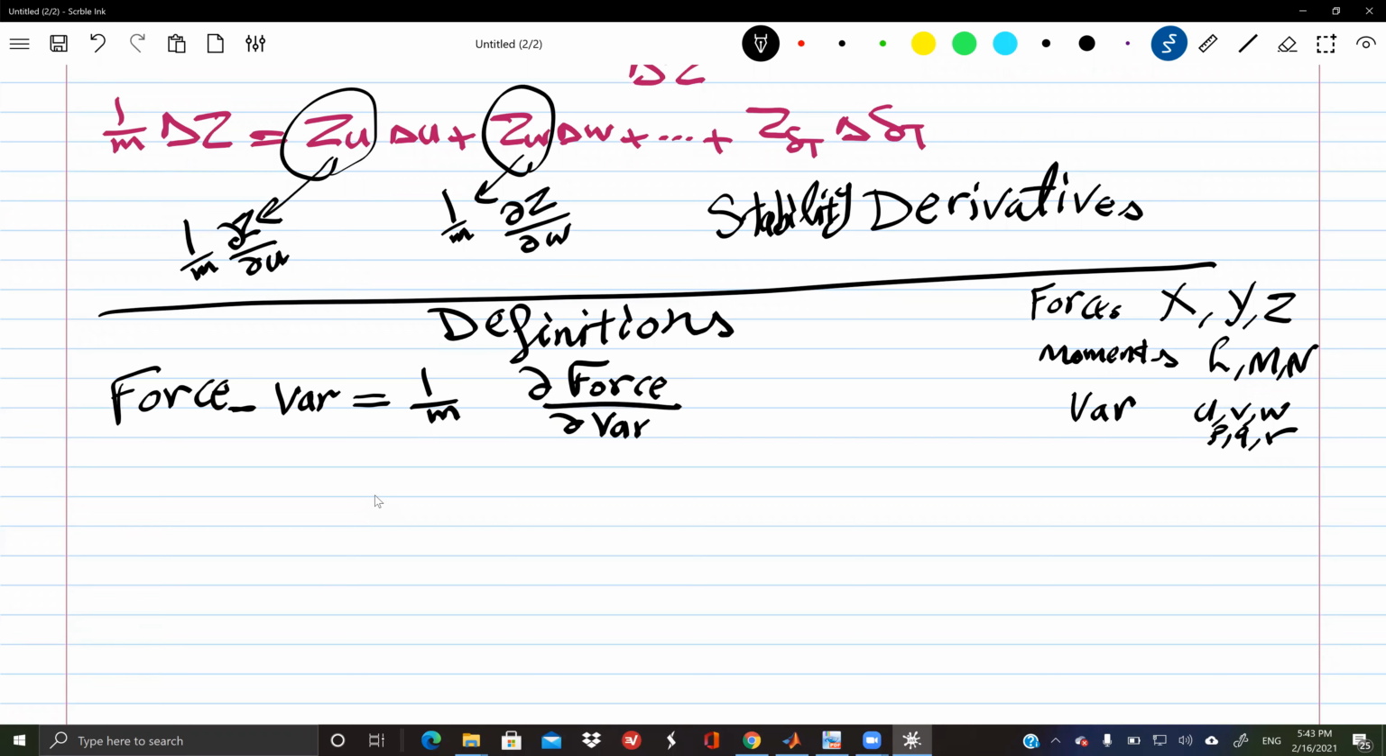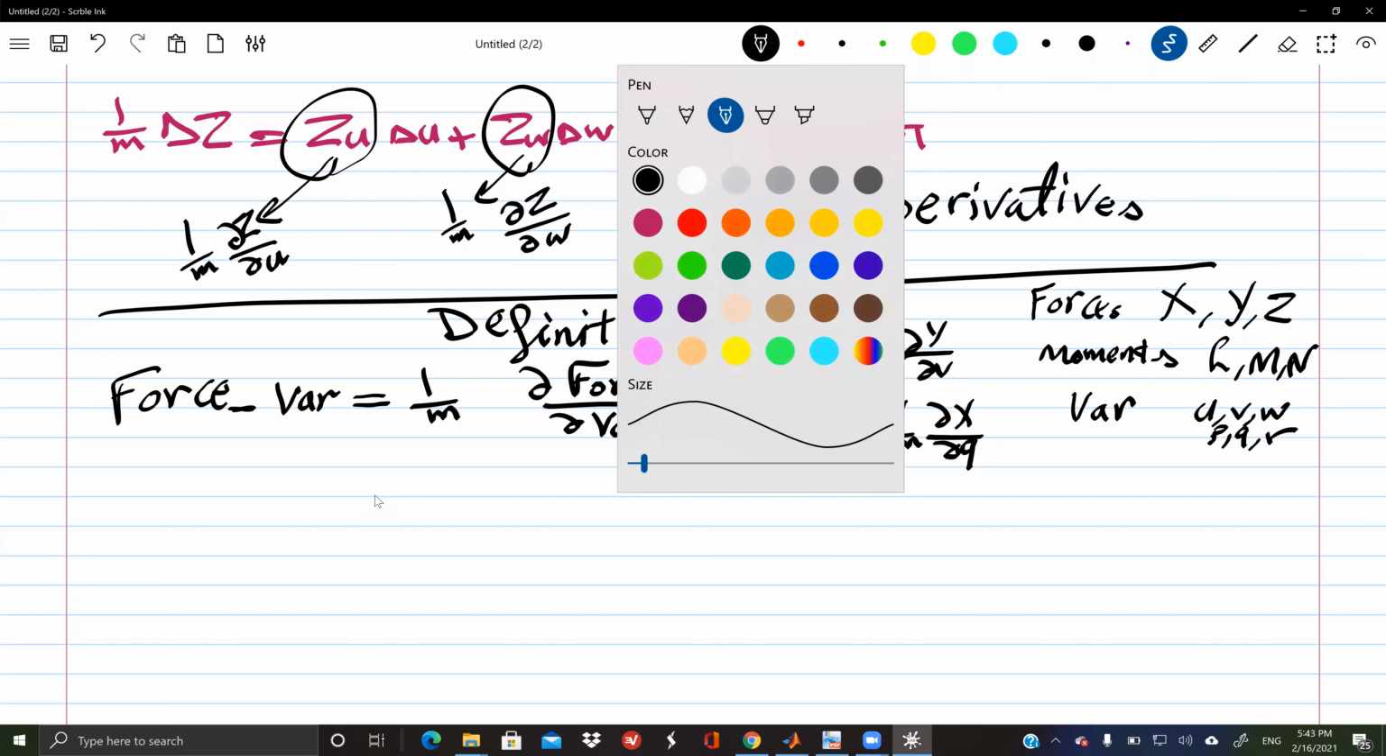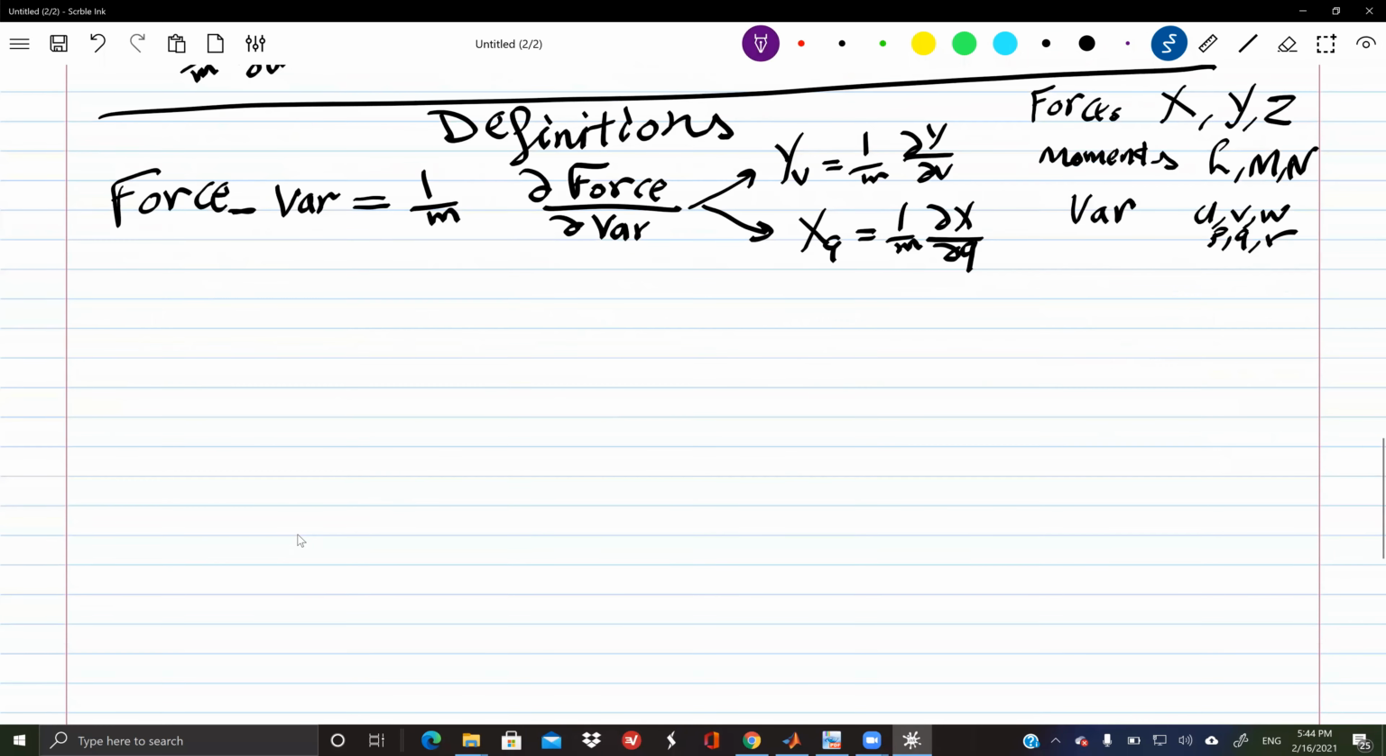This applies to anything. For example, ZU or whatever. You can have YV is 1 over mass partial Y partial V. Anything, XQ is 1 over mass partial X partial Q. Okay. So I'm sorry, this will be a little bit boring 5 minutes, but we have to have the definitions. You can simply go and read them from the book, but I like to include them in the lecture as well.